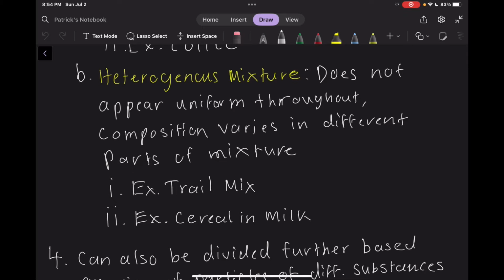Viewers who have even basic knowledge of Latin roots might also recognize that the prefixes homo and hetero mean same and different respectively, hence the words homogeneous and heterogeneous to describe these two types of mixtures.